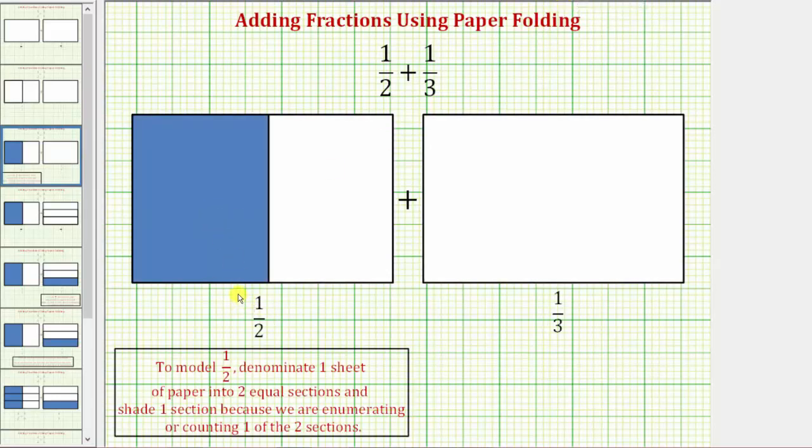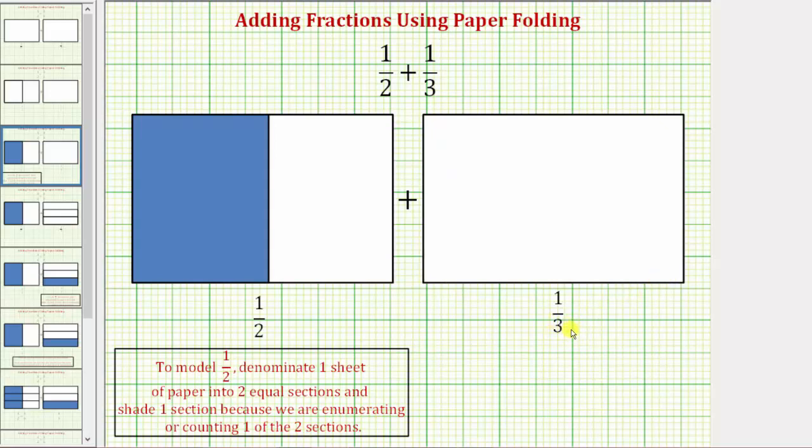And now to emphasize the vocabulary of a fraction, remember the top number is the numerator, and the bottom number is the denominator. So it's also correct to say, to model 1/2, we denominate one sheet of paper into two equal sections and shade one section because we are enumerating, or counting, one of the two sections. And now we'll use this sheet of paper to model 1/3.